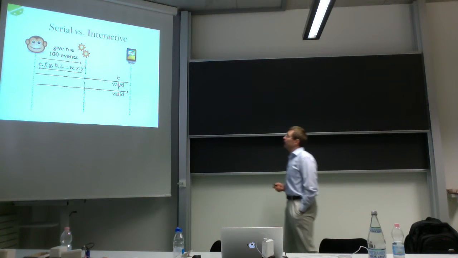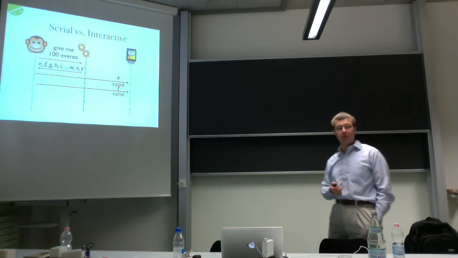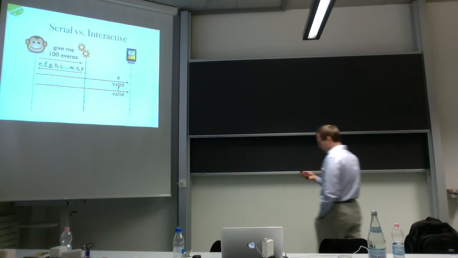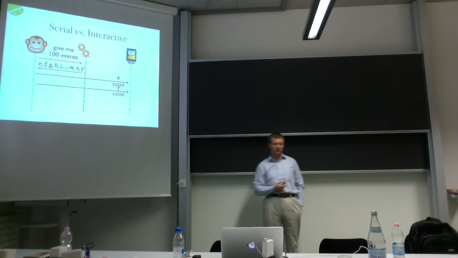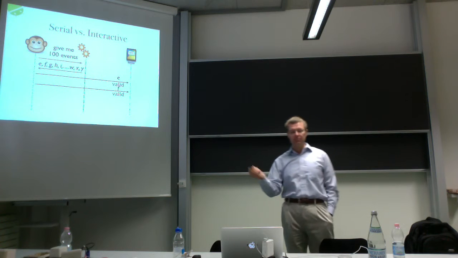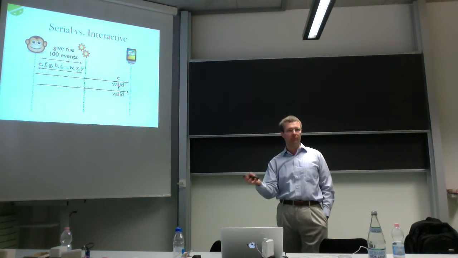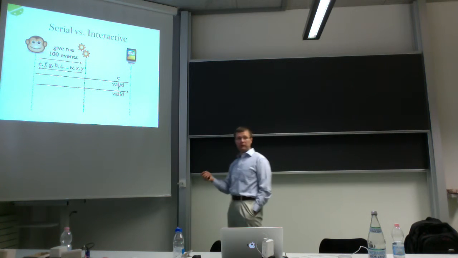Now, Chimp converts these commands and runs them on the real phone. And Chimp works, as of today, in two modes. It works in serial mode and interactive mode. Serial mode means Chimp says, give me 100 events, given this particular language model. Okay? And then it tries to execute all of them, one by one, of course.